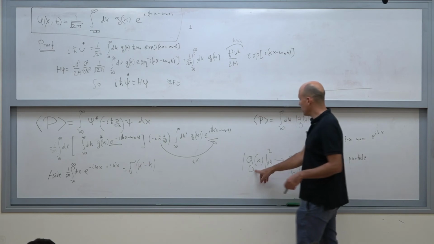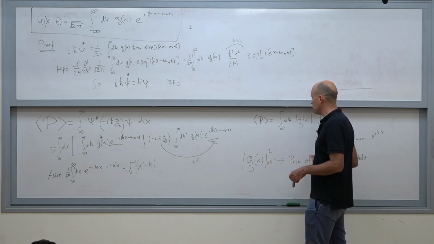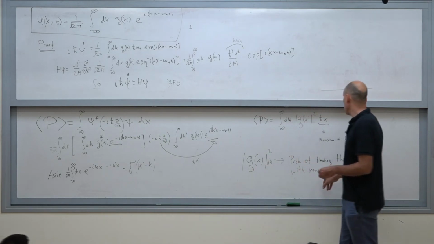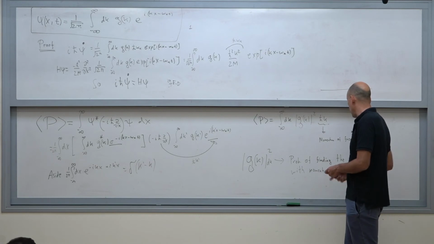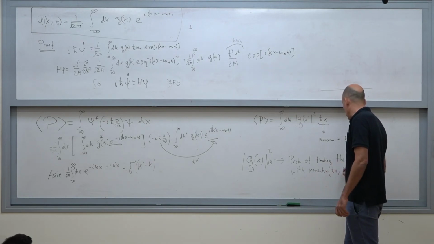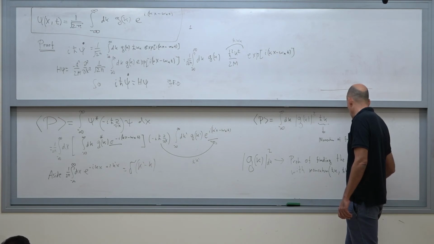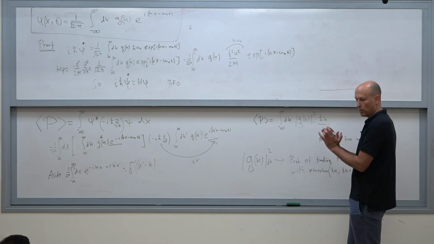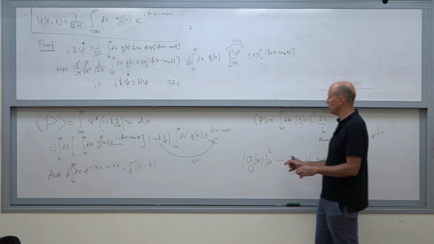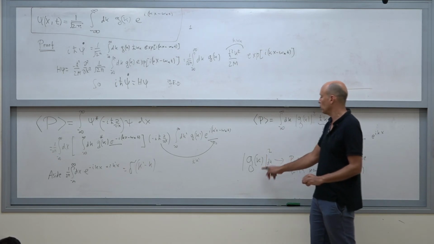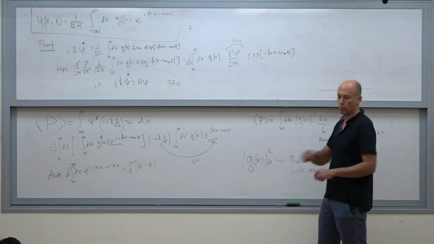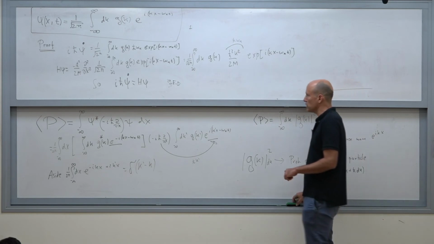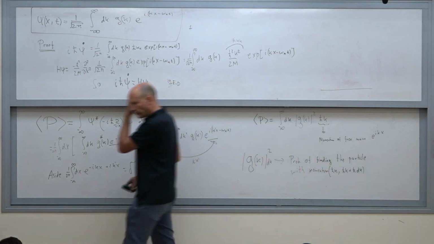So g of k, absolute value squared, dk, is the probability of finding the particle with the momentum h bar k, more correctly h bar k plus h bar delta k. So there is a small region, and if I want to know the momentum between two values, I have to take this g of k and integrate it between these two values, etc.